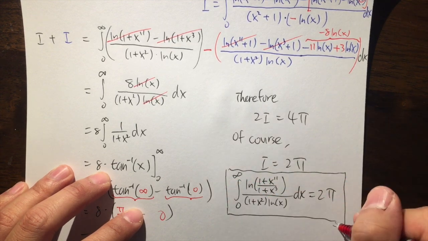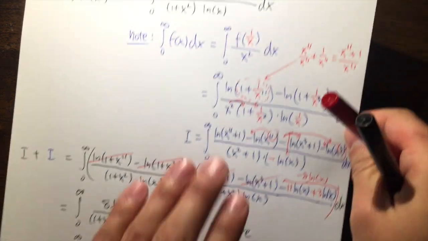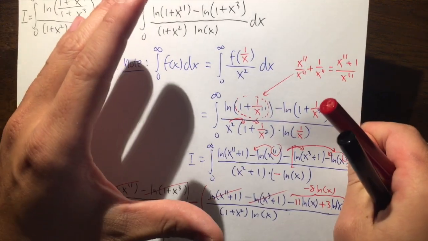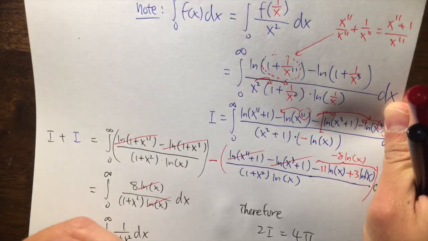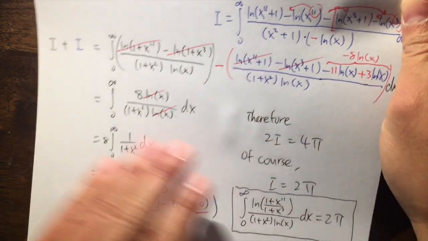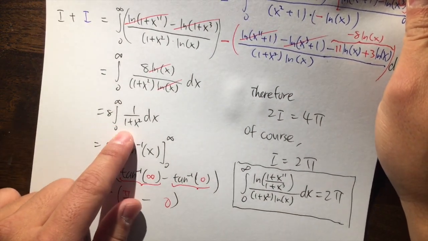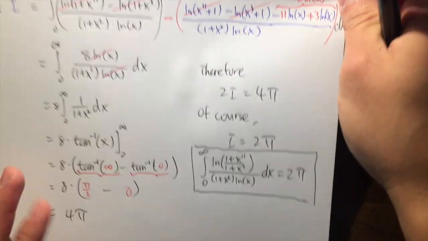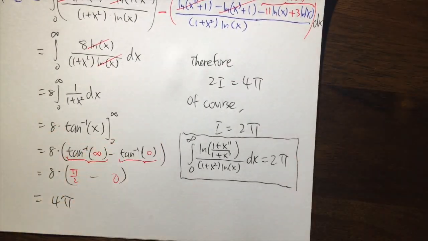So the strategy here is that try to come up with something that's similar to the original, and then add up these two integrals and hope for the best. This time it was the best because a lot of terms cancel out, and we actually end up with something that we can actually integrate, right? So this right here is it.